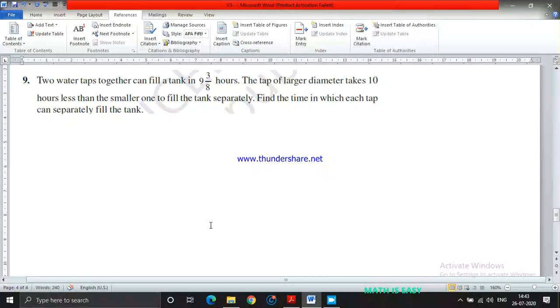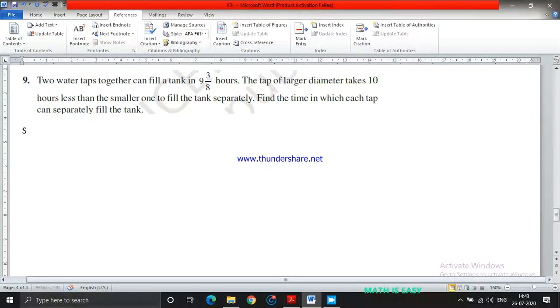Okay, so when I move to the next question, two water taps together can fill a tank in 9 3/8. So if I convert into hours, in the fraction 75 upon 8 hours, the tap of the larger diameter takes 10 hours less than the smaller one.